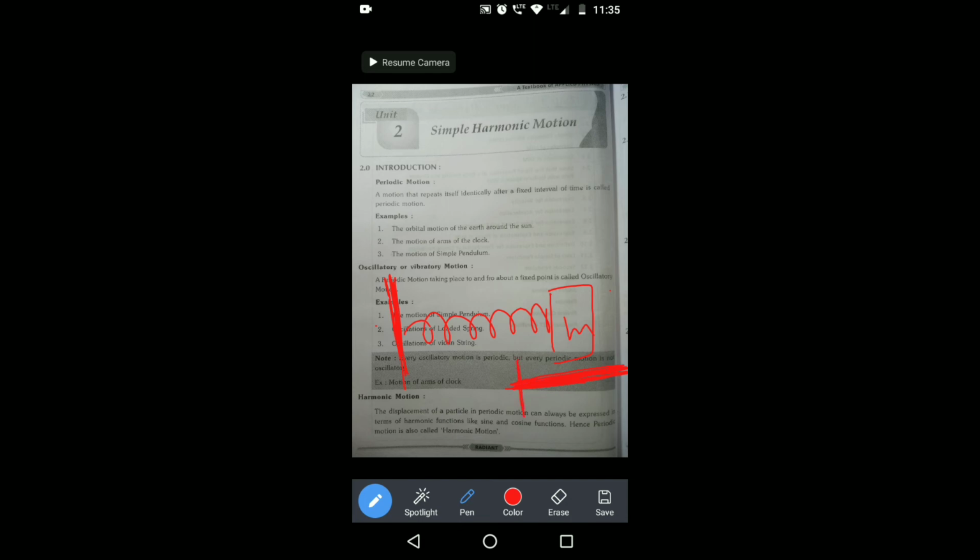Now I consider this point A, this point B. It means the mass is making some vibrations from A to B. Once again I repeat it. Vibratory motion means vibration. Vibration is also the to and fro motion of a body.